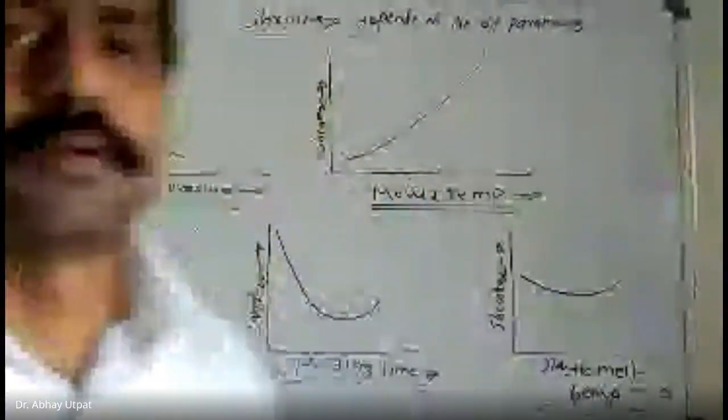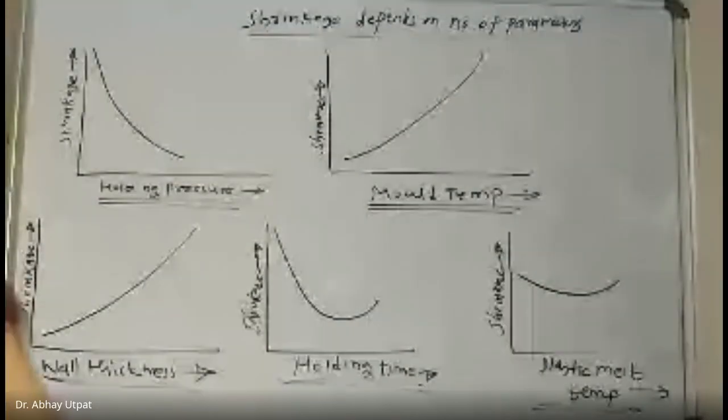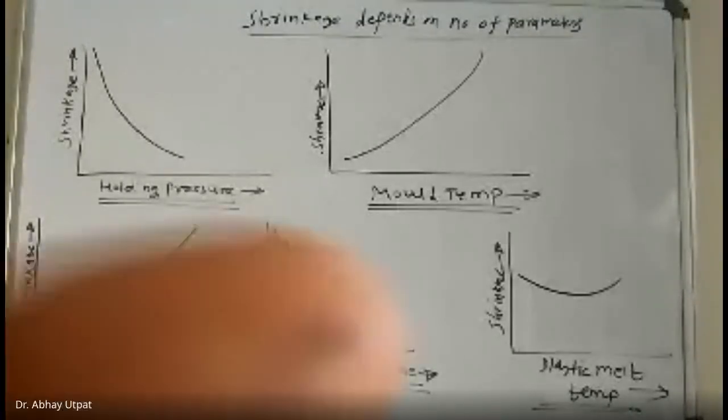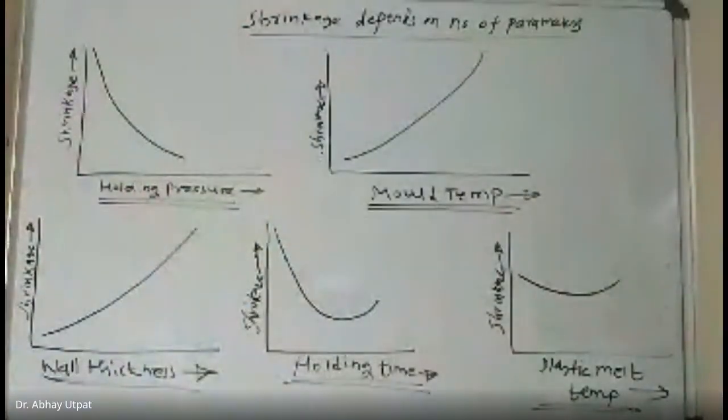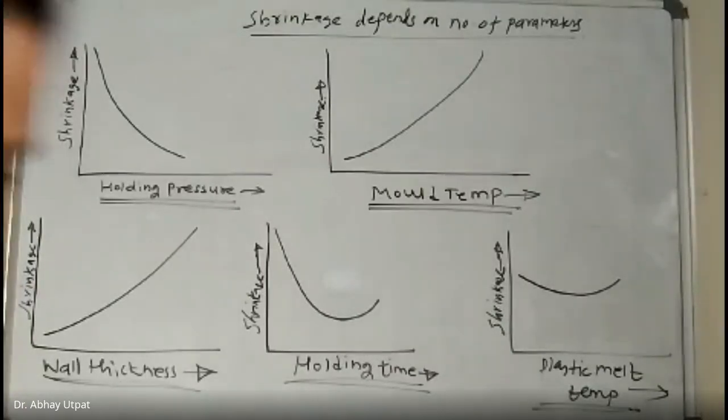So I hope you have taken all these plots: holding pressure, mold temperature, wall thickness, holding time, and plastic melt temperature.